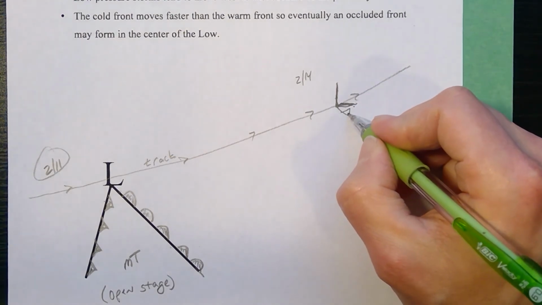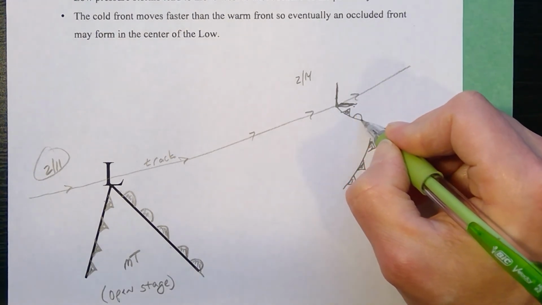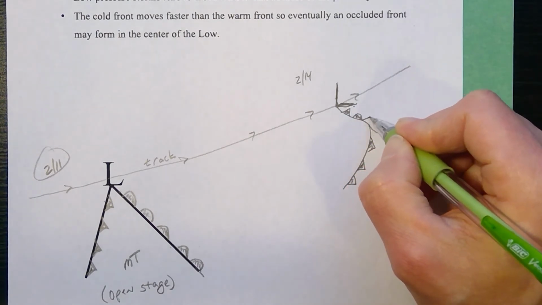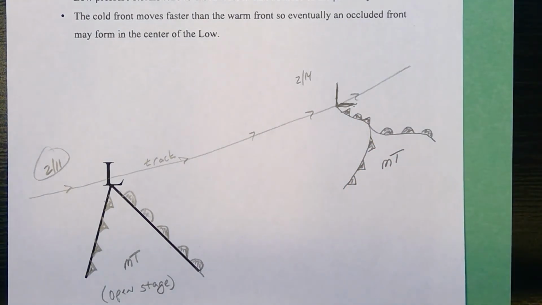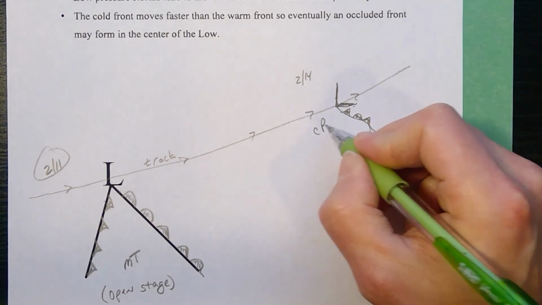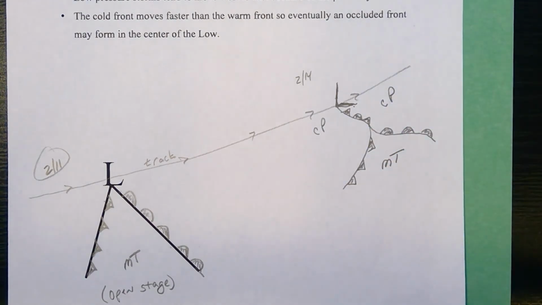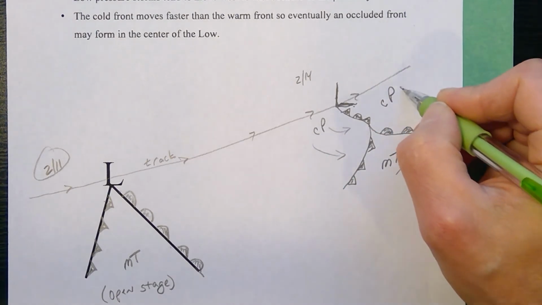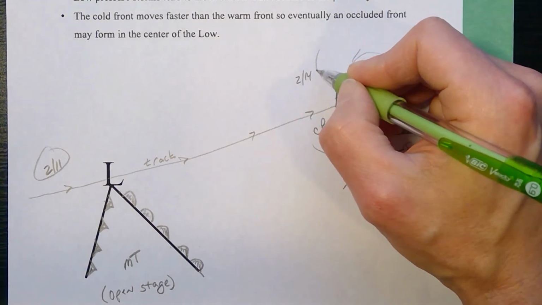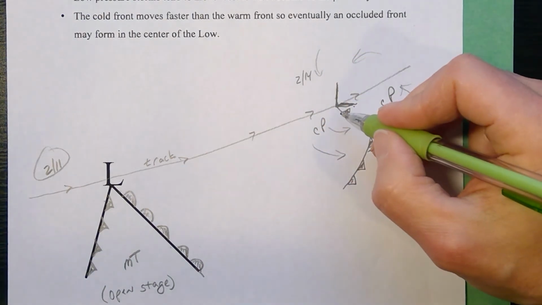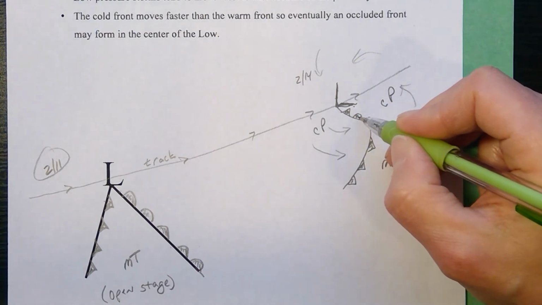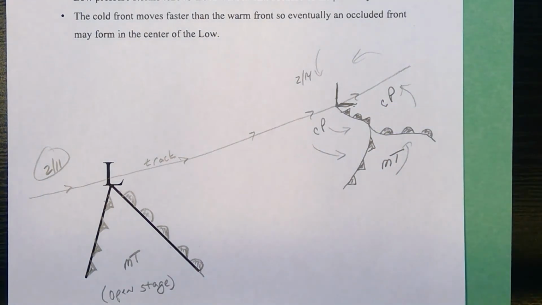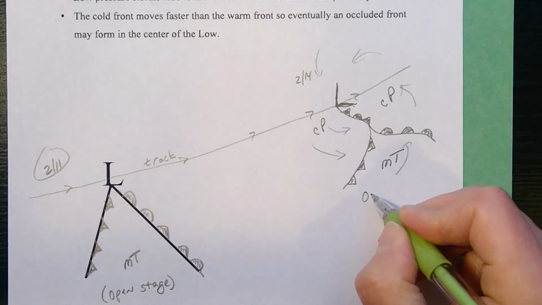Now, along this section is where I would get my occluded front. So your occlusion is occurring right near the center. I actually have continental polar here and continental polar here. The winds would be going counterclockwise and towards the center of my low because it's still a low pressure, but now you've developed that occlusion across the center. So eventually you can move from an open stage to an occluded stage.